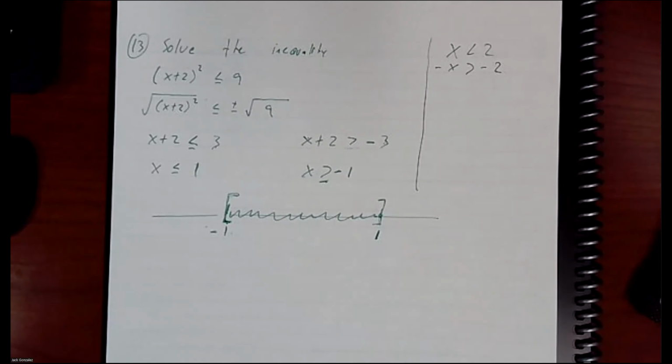Let me find my book really quick. But if it's a quadratic, then for sure you should check. So if it's less than or equal to, it means that both sides have a bracket. If you can plug it in and it works, then you put a bracket. If it doesn't work, then you put a parenthesis.